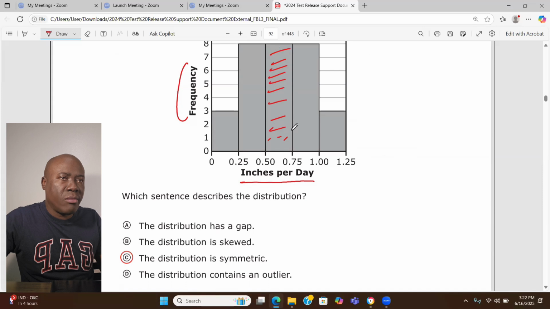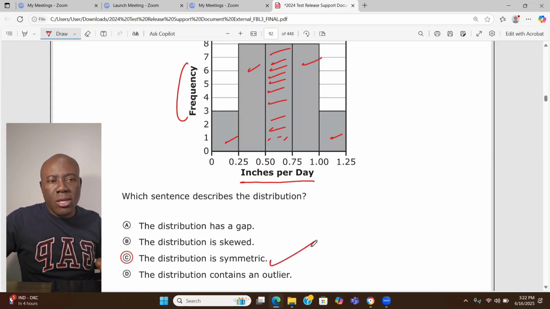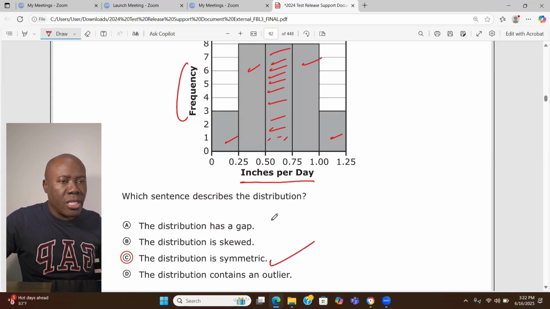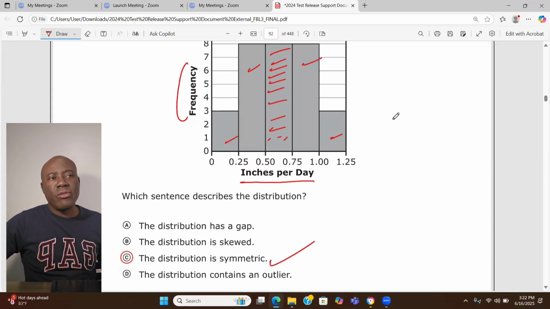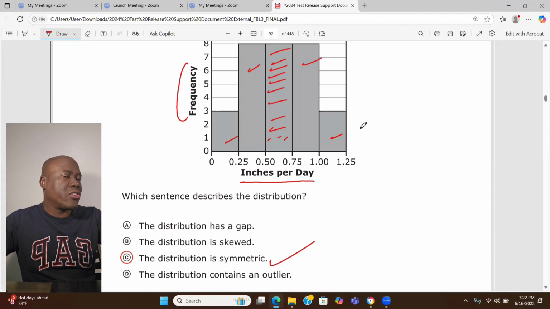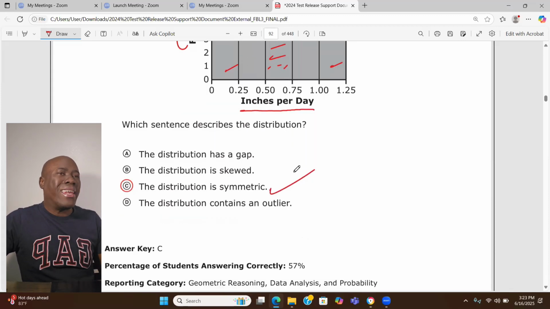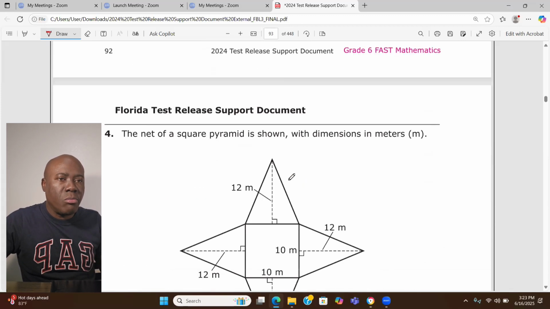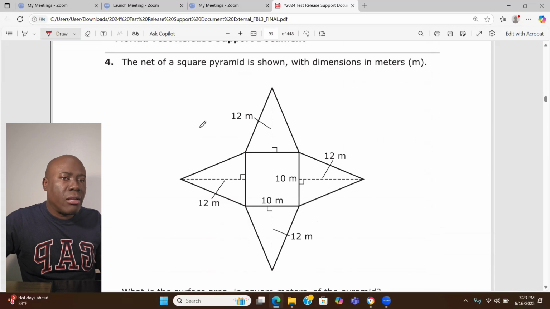If you look at this as the middle, you could see on either side we're seeing the same height. We're seeing this, which is equal to this. We're seeing this, which is equal to this. So basically this distribution is highly symmetric. So C would have been the response here. The distribution is actually symmetric. And remember what symmetric means: if you fold along a certain line of symmetry, then overlapping points will meet.